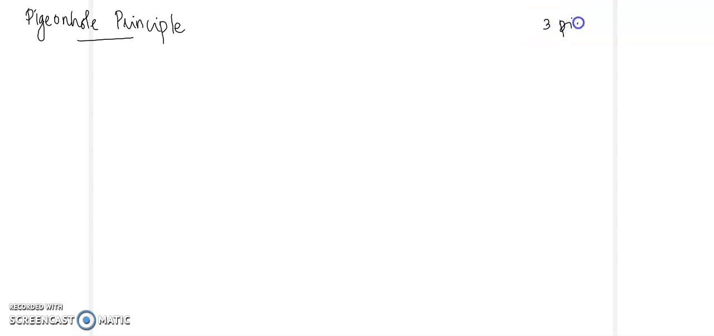So suppose we have three pigeons and we have two compartments. The pigeons have to go into these two compartments. So the number of pigeons is 3 and the number of compartments is 2. The pigeons will occupy the compartments. However they occupy them, there will be a compartment which contains at least 2 pigeons.